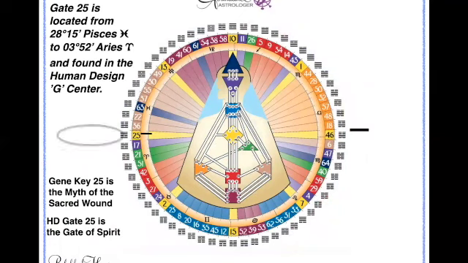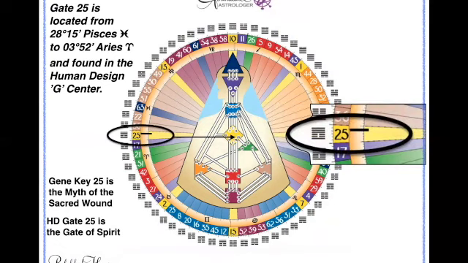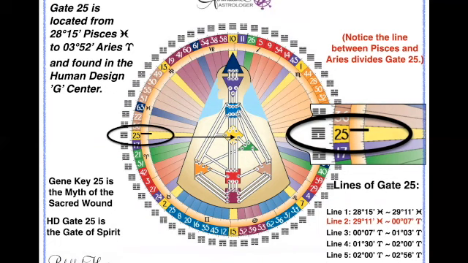So with gate 25 located on the left, you will see that Aries is a couple of lines down from the beginning of gate 25. In other words, 0 degrees Aries is not right at the beginning of gate 25.